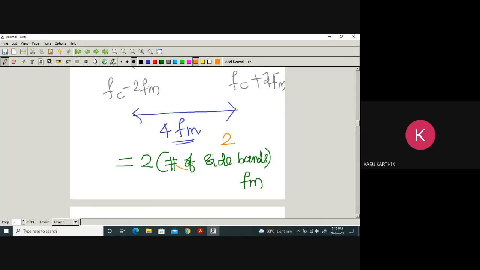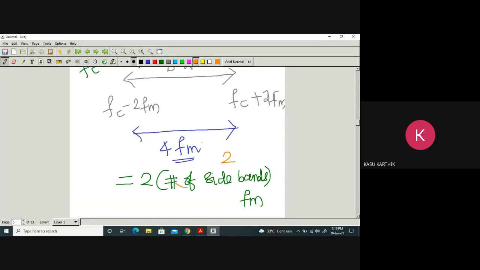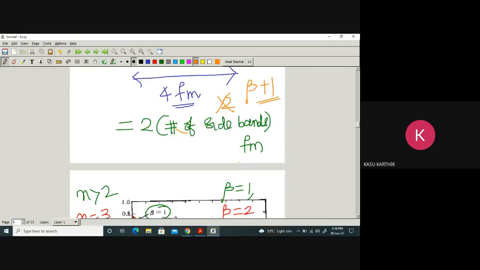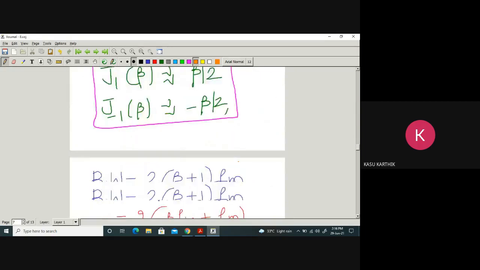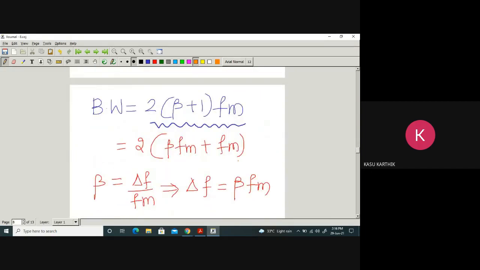If we transmit beta plus 1 number of sidebands, suppose this is beta plus 1, obviously what would the bandwidth be? 2 into beta plus 1 into FM. This is the practical bandwidth of an FM signal: 2 into beta plus 1 into FM. Why? Because we only transmit beta plus 1 pairs of sidebands because they are significant. Why are they significant?